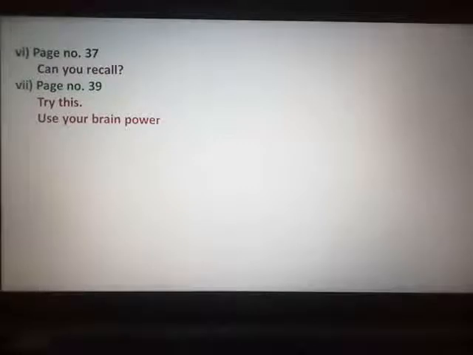So all of you come to page number 39. Page number 39, on the top you have an activity, try this. Remove that entire activity along with the procedure. All the paragraphs of procedure you have to remove. Below that, use your brain power activity you have to remove. And also the activity of can you tell, all the 6 examples that you have to remove.